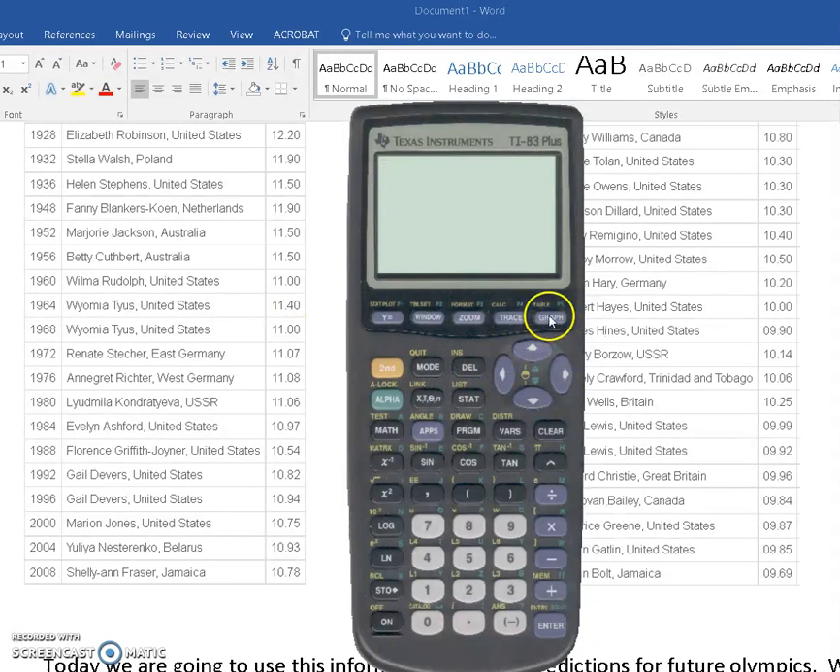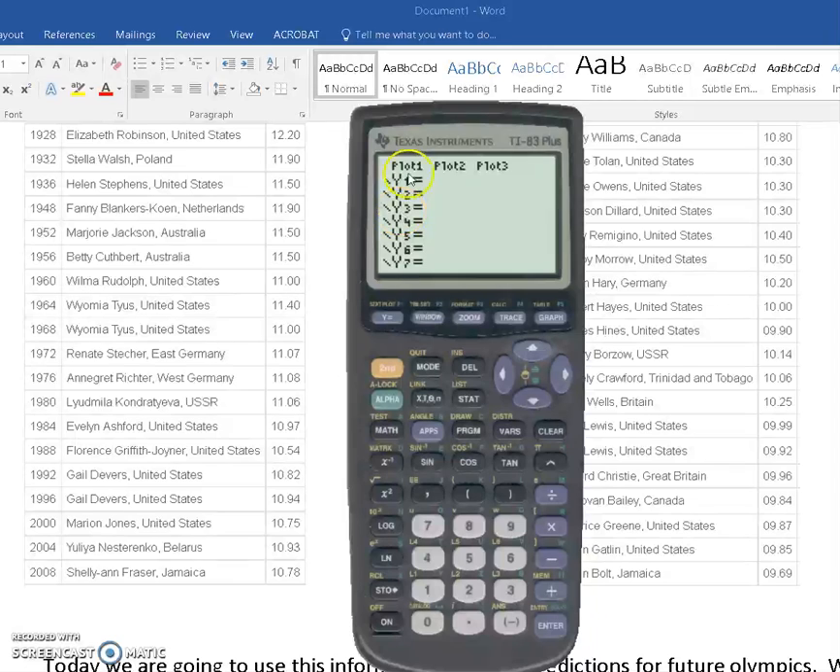So we want to make a scatter plot, and so for our scatter plot, we're going to start by going ahead and clicking the y equals. You want to make sure that everything's cleared out of your equations and your plots are all turned off. Right now, if you press graph, you probably get something like this. If you have something there, then you want to go back to y equals and make sure that you have nothing on any of these equations.